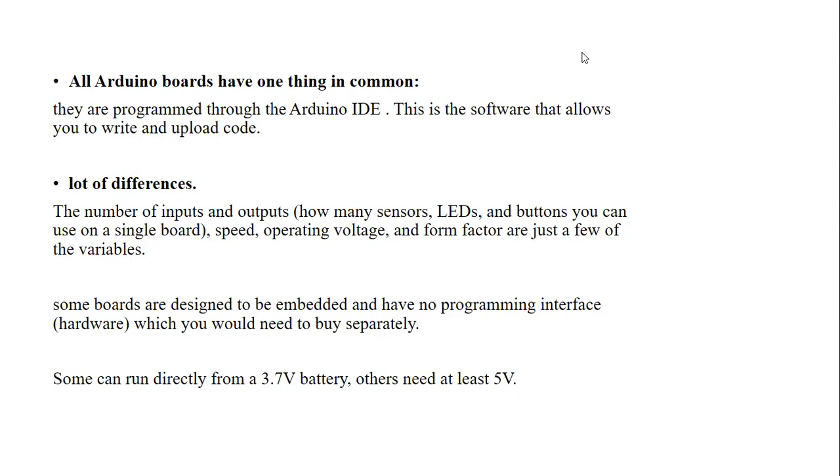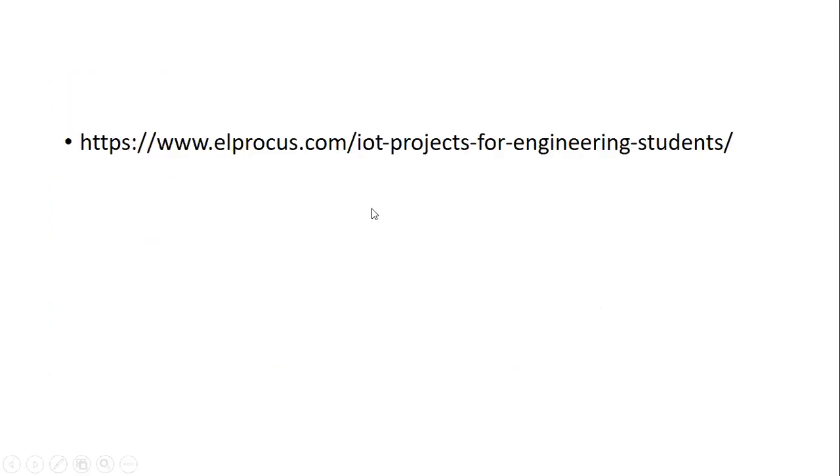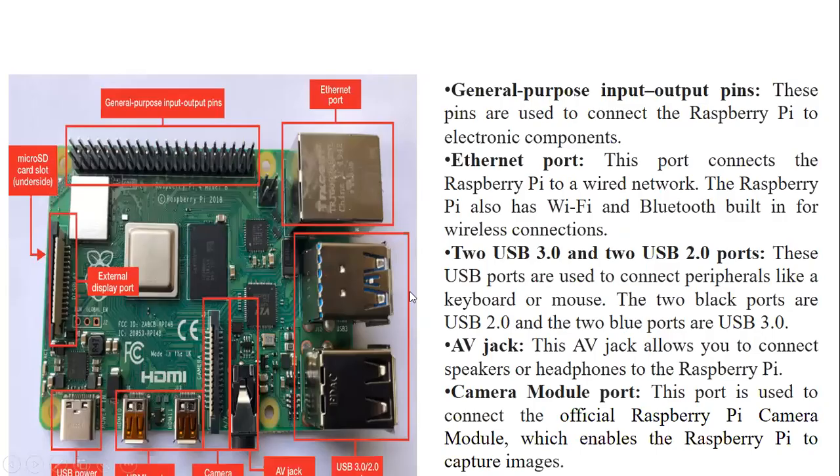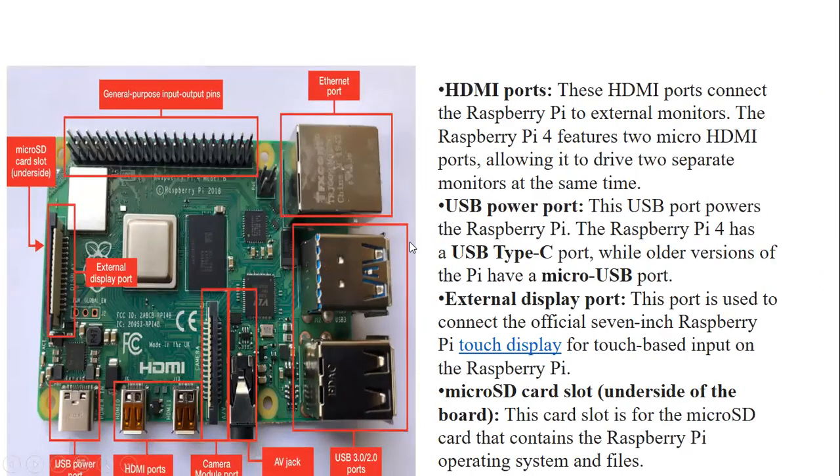And some boards are designed to be embedded and have no programming interface. In that case, you have to buy a programming interface separately. And some can run directly from a 3.1 volt battery. Others need at least a 5 volt battery. So these are a few differences in the various kinds of Arduino boards. So this is the reference. Now in the next class, we will go through this Arduino board.